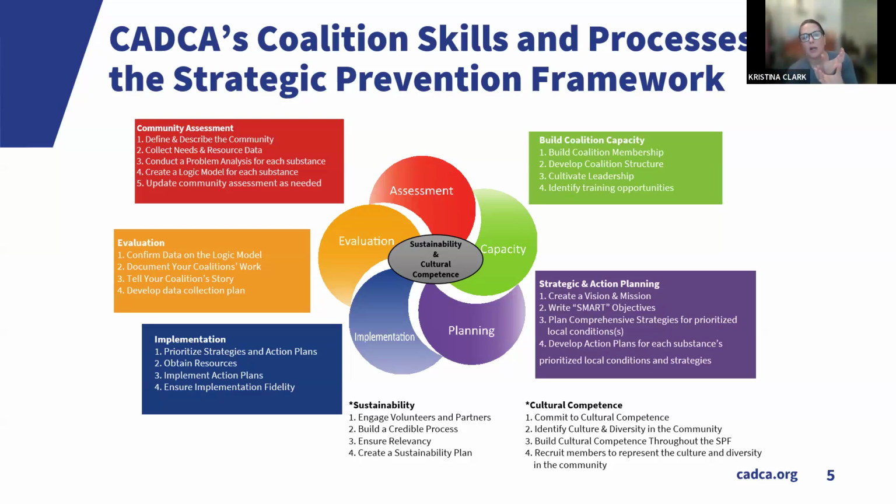And if you were with us earlier, I was talking about how it's important that we institutionalize the Strategic Prevention Framework process.